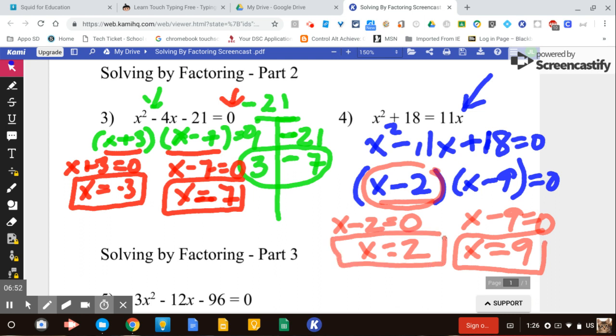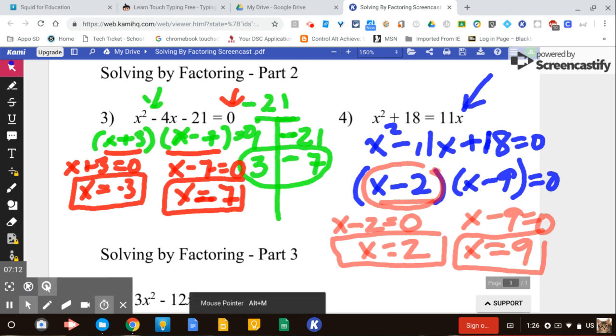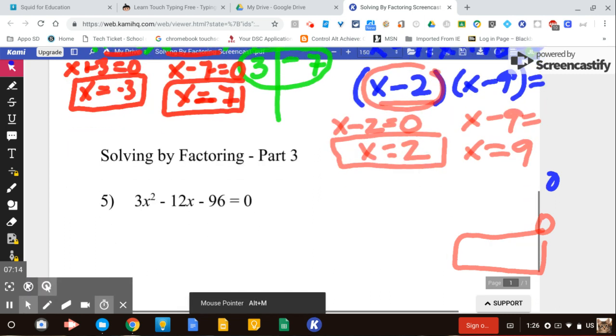And if I put it in there, 2 squared is 4 plus 18 is 22. 11 times 2 is 22. So both sides equal each other. Same thing here. 9 squared is 81 plus 18 is 99. 11 times 9 is 99. So those two things are equal. So those answers check. You always want to make sure that they check.